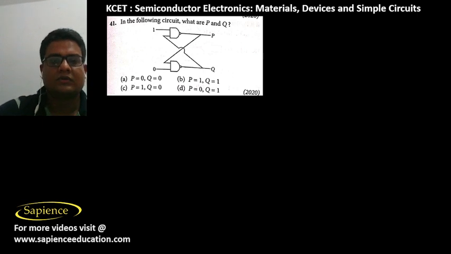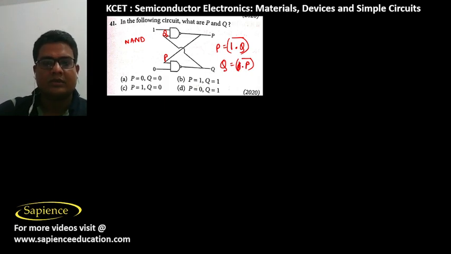Then in question number 41, it is told the following circuit, what are P and Q? So here, let's suppose this is 1, so this input is Q, here this input is P. So from here we can see that P is equal to (1 and Q)', since it is a NAND gate, and Q is equal to (1 and P)'. Okay, sorry, it is (0 and P)'.